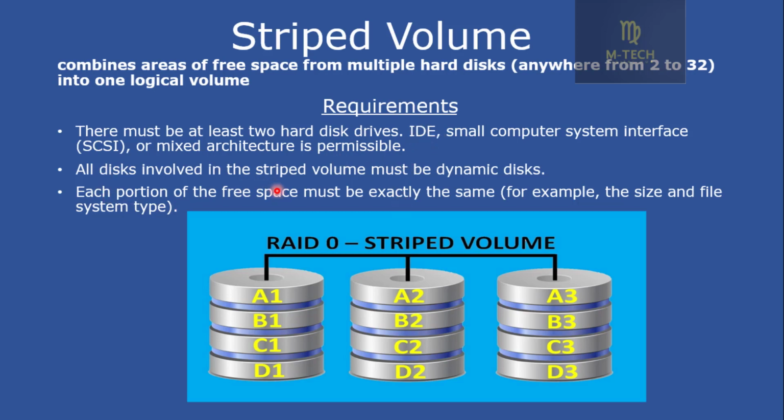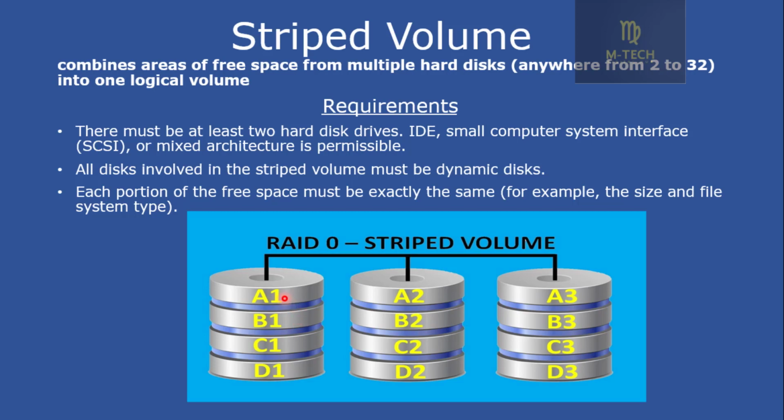All disks involved in the stripe volume must be dynamic disks. Earlier on I said that you have to convert all your hard drives from basic to dynamic before you can configure any of the dynamic volumes, not just stripe, but spanned, mirrored, and RAID 5. Your hard disk must be converted from basic to what? To dynamic. Each portion of the free space must be exactly the same. So in a stripe volume, if you are taking a particular free space from one hard drive, you take the same free space from the others.